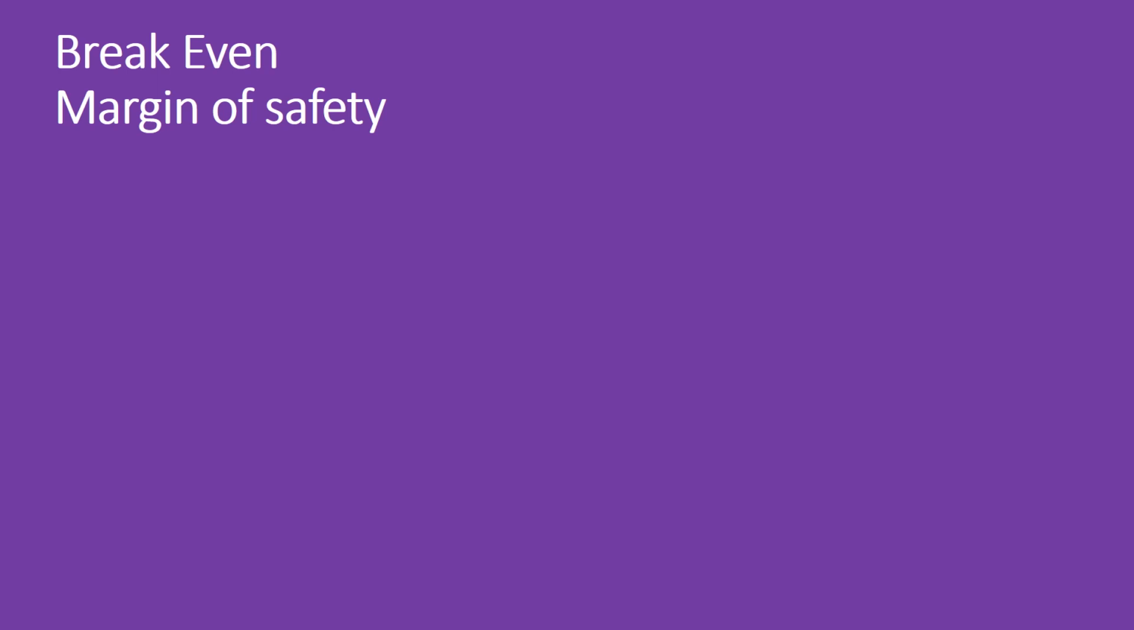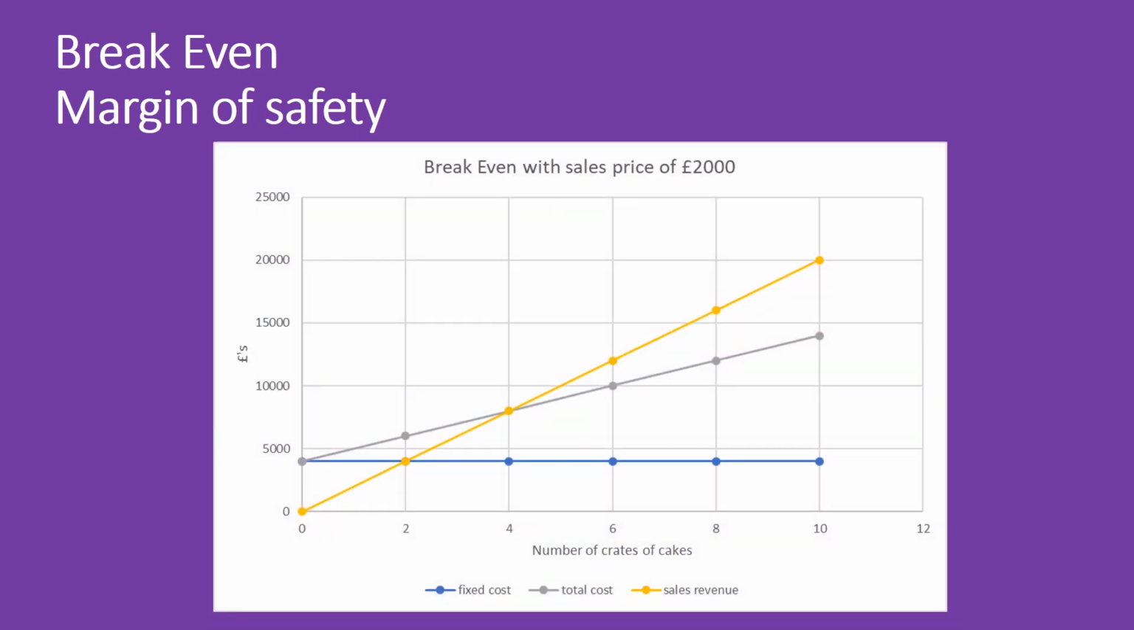In break-even, we need to find out about the margin of safety. The margin of safety is the difference between how much we plan to make and the break-even point. Easy for me to say, much easier to show you on a graph. So here we have a break-even graph.